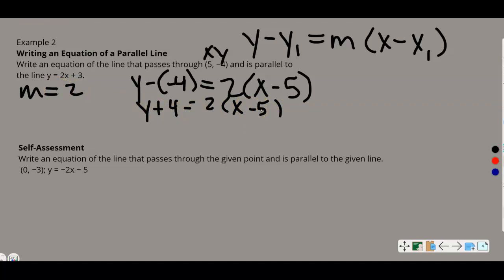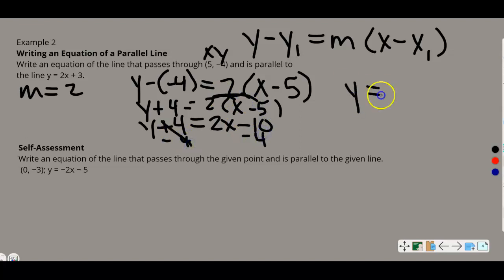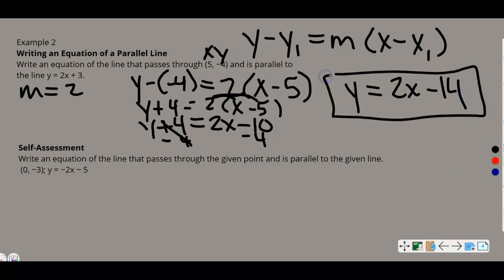If you want to go ahead and write it in slope-intercept form, we can distribute this 2. So we're going to do 2 times x, which is 2x, and 2 times -5, which is -10, and then subtract 4 from both sides. That's going to give us y equals 2x minus 10 minus 4, which is -14. And this is probably the best equation. So that's an equation in slope-intercept form.